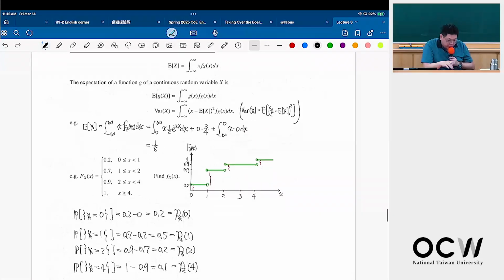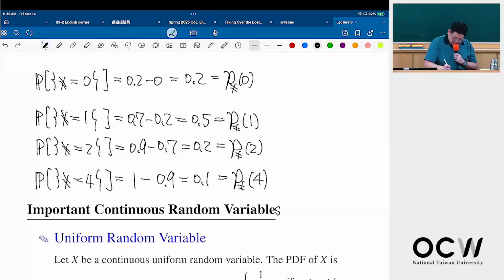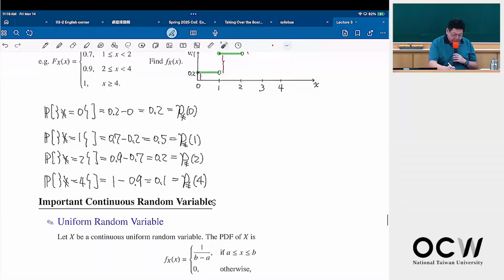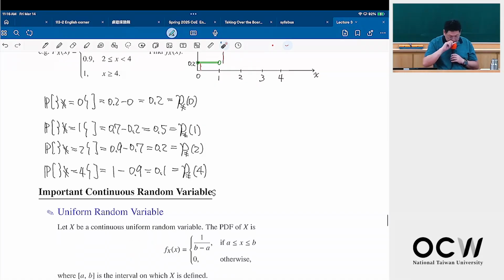Let's see some common continuous random variables. The first one is a uniform random variable. What is a uniform random variable? We say X is a continuous uniform random variable. Then the PDF, for X between a and b, will be 1 over b minus a. It's a constant.